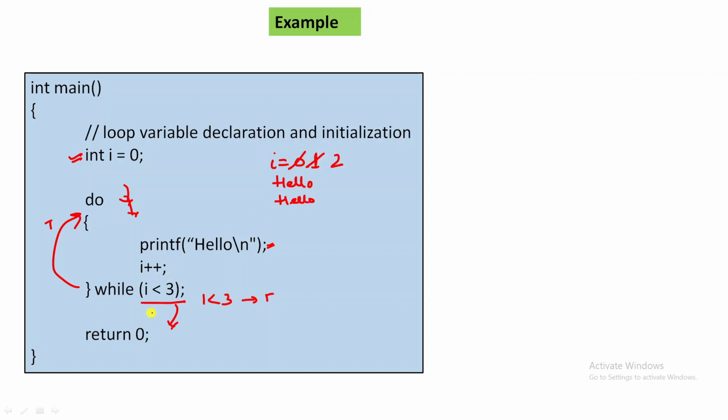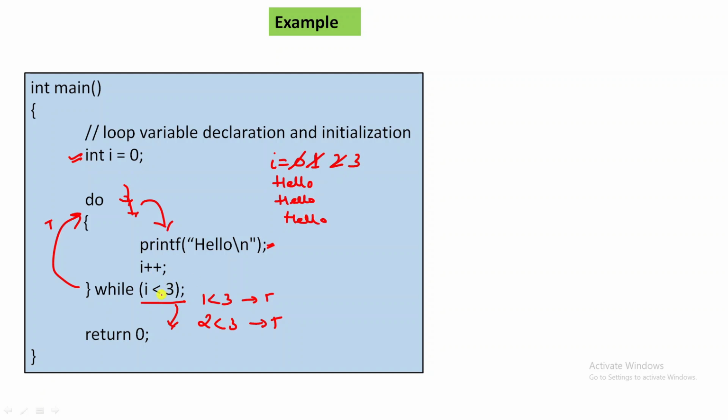Now we'll check whether this I, that is 2, is less than 3. We'll say yes. So again we'll go up and come inside this body. We'll print hello again. Now next time I plus plus. I previously was 2, so now I will become 3.